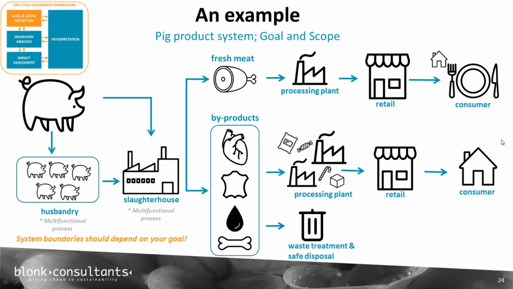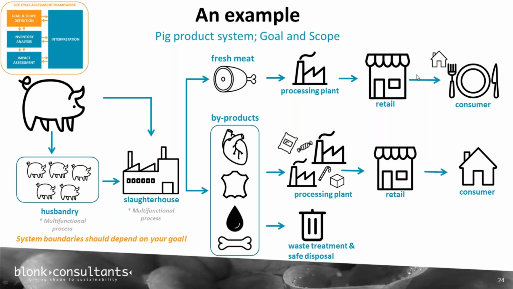And at this point, I would like to briefly mention the multifunctionality within LCA. So what we call multifunctional processes are the processes that are producing more than one product. In that case, the husbandry and the slaughterhouse are, for example, multifunctional processes. So at the farm level, not only piglets are produced, but also the sow will eventually end up at the slaughterhouse. So there is the need to allocate environmental impacts to both the piglets and the sow.